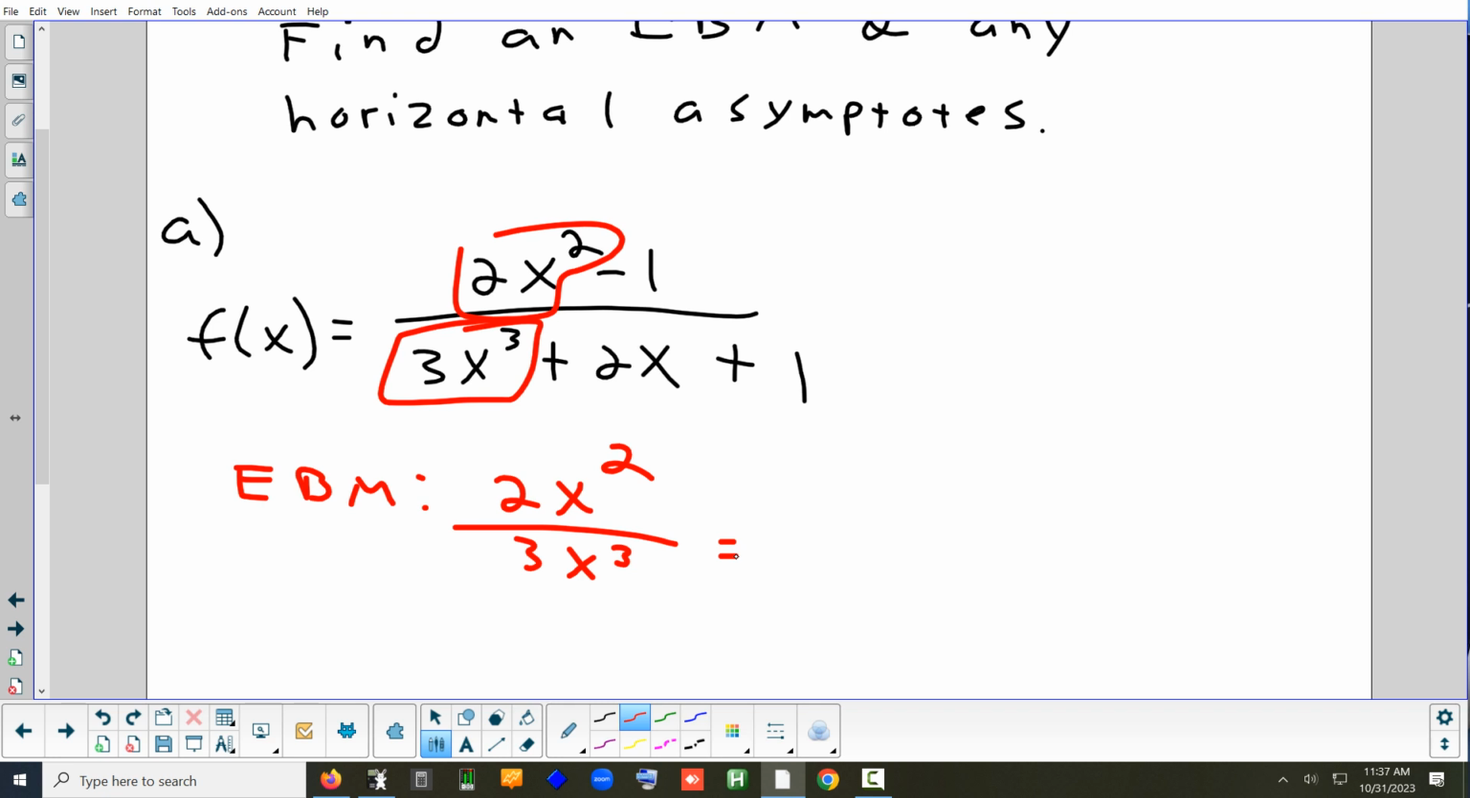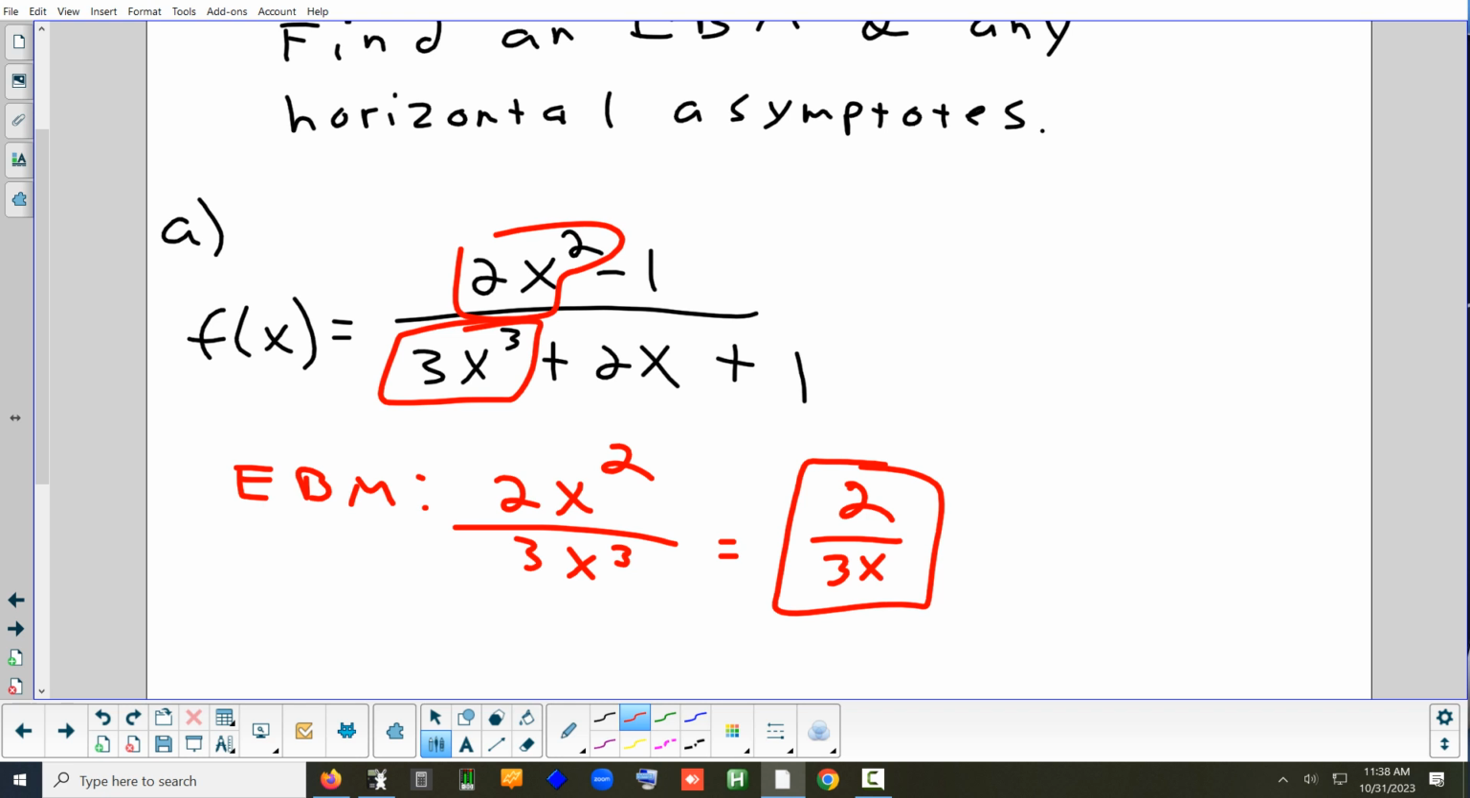So in this one, where are my x's going to end up? And how many of them will be in the bottom? Just one. So what's going to be my EBM that I put in that box? Yep, 2/3 x. Yeah, 2 over 3x, because the x is going to be in the bottom. And that's it. That's your EBM.